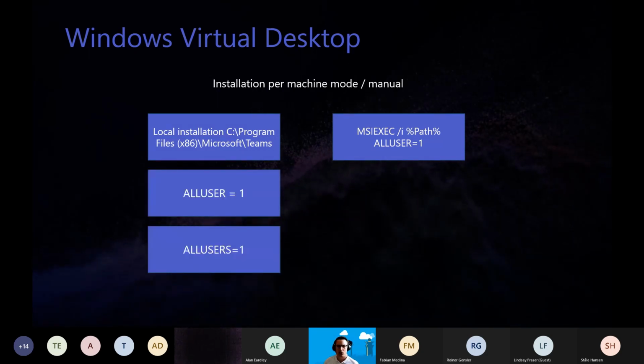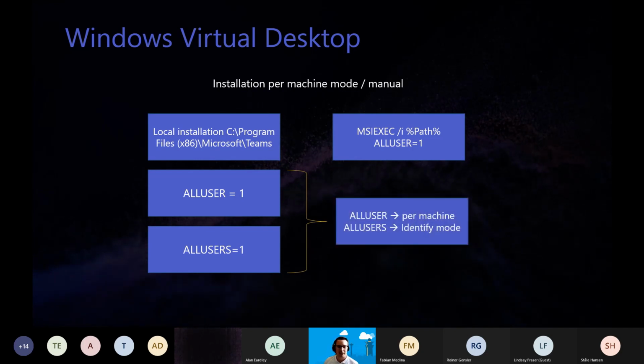But something that I get asked also quite frequently is, what does it mean? I see so many tutorials, so many manuals, and everyone is using ALLUSER=1 and ALLUSERS=1. Where's the difference? I think it's very important to understand that ALLUSER=1 means that you install Microsoft Teams in a per machine mode. While on the other hand, ALLUSERS=1 is an identifier mode to know, okay, Microsoft Teams has probably been installed in a per user mode, and we need to revert that and change it to the per machine mode. In this case, it makes sense to use both of the parameters.